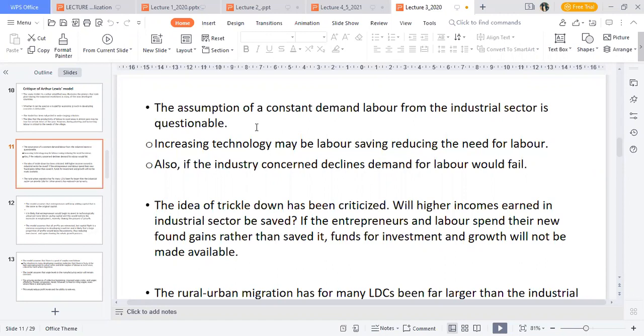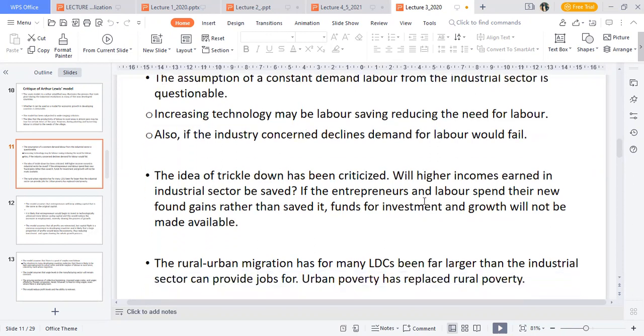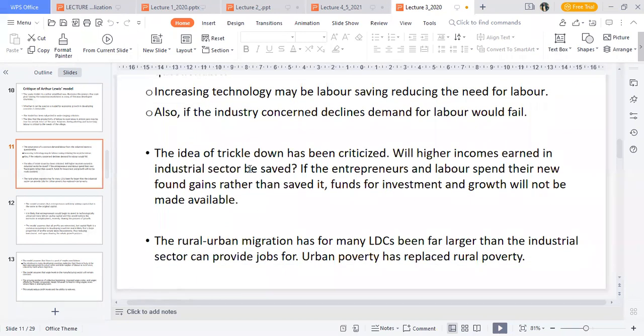Okay. The idea of trickling down has been criticized. Will higher incomes in the industrial sector be saved? Like we said earlier, the idea was to promote investment and what? Saving. And it's not true. There's no way people get their money and save. And it's not always that entrepreneurs get their money and use it to expand. Sometimes they use it to chill. Sometimes they use it for corporate responsibilities. Sometimes they even dash it out. You understand? Okay. The rural-urban migration has, for many developing countries, been far larger than the industrial sector can provide for. Okay.